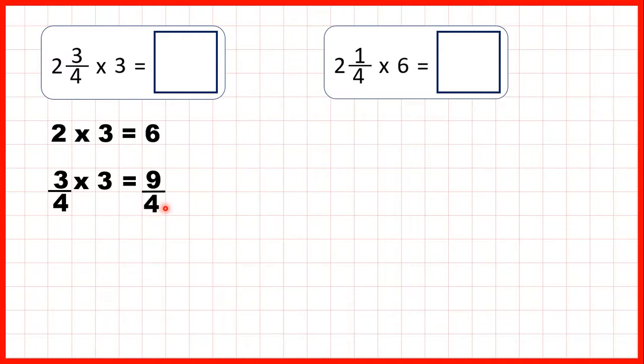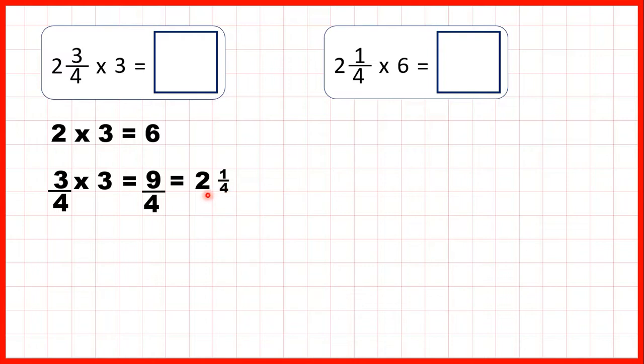A fraction is really a division. So we can divide 9 by 4. That's 2 remainder 1, because 2 times 4 is 8, and then we need 1 more to get to 9. So notice the 1, the remainder, is written as the numerator, and the denominator stays the same. So 3/4 times 3 is 2 1/4.